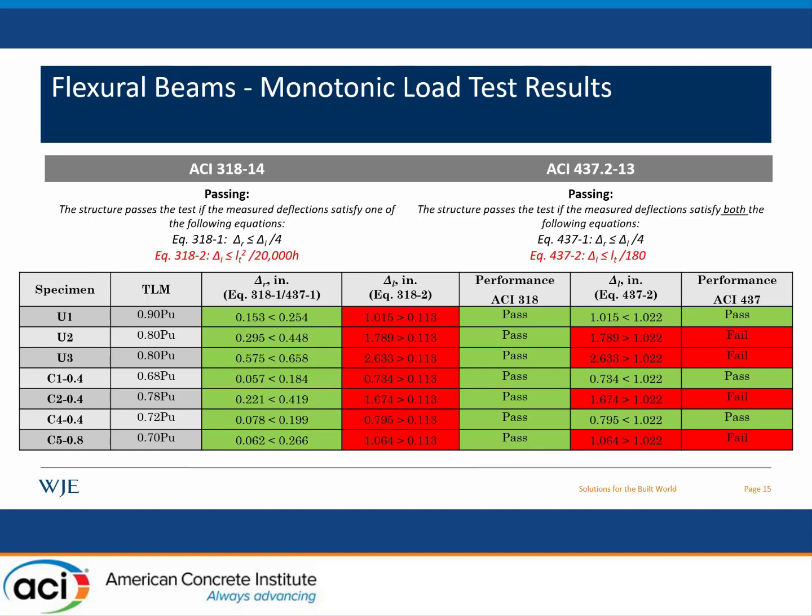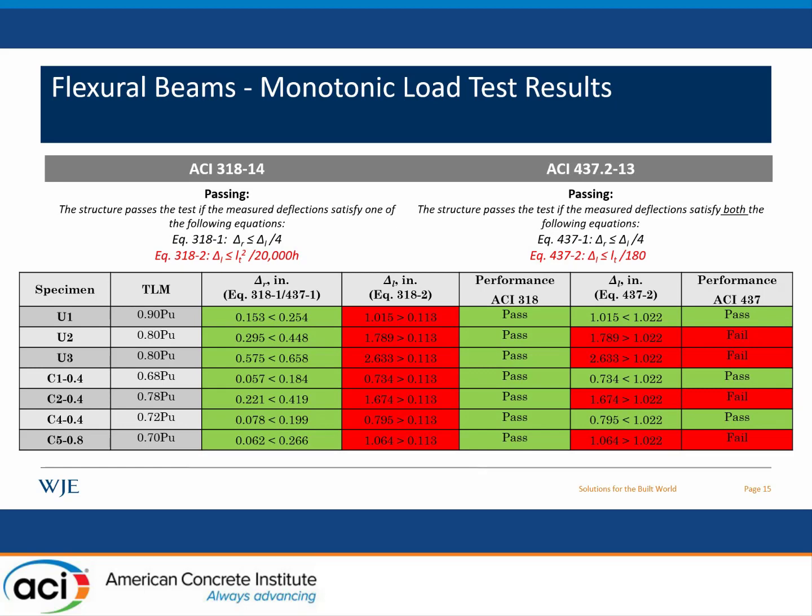So going quickly through the summary of the results. For the flexural beams, looking at the monotonic load test results, if we consider ACI 318-14, which had 2 criteria, one for residual deflection, one for the maximum deflection, which is L squared divided by 20,000 h. Basically, all the beams passed the residual deflection criteria, which is the first green column. But on the other hand, all the beams failed the maximum deflection criteria, which is shown in the first red column. But since per ACI 318-14 you only needed to pass 1, all the beams passed the test per ACI 318.